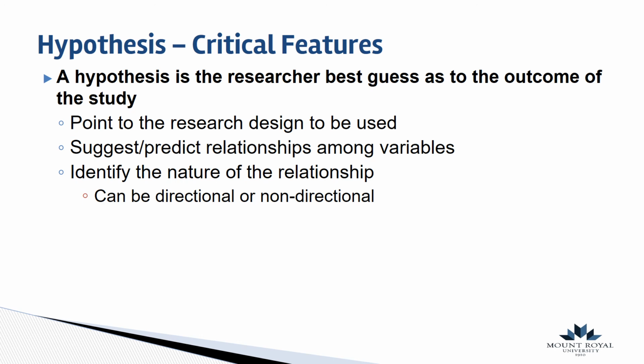Then the directional would be where they would say mothers who are able to give kangaroo mother care have an increased confidence and decreased stress. So we're predicting the direction of the impact on the dependent variable.